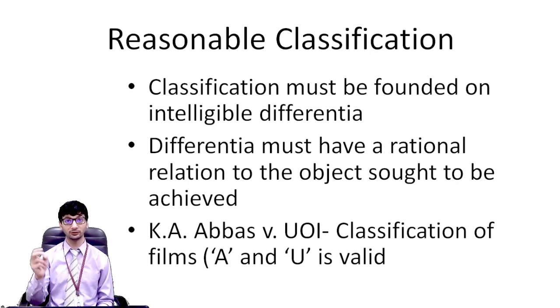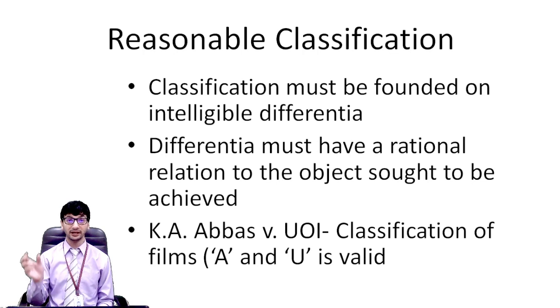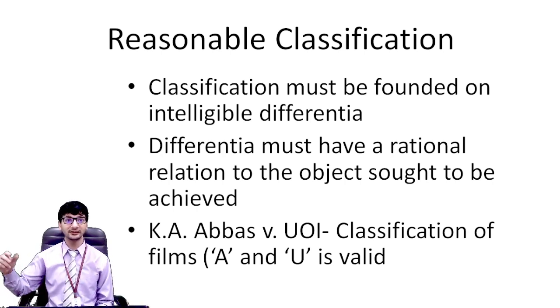And second, there are two important elements to be understood over here. One, that classification has to be founded on an intelligible differentia. And whenever you say intelligible differentia, it has to have a rational relation to the object to be achieved. If you say classification has to be founded on intelligible differentia, it simply means that you are differentiating between two categories, you are stratifying them, but in reasonable terms. Intelligently, you are classifying that.